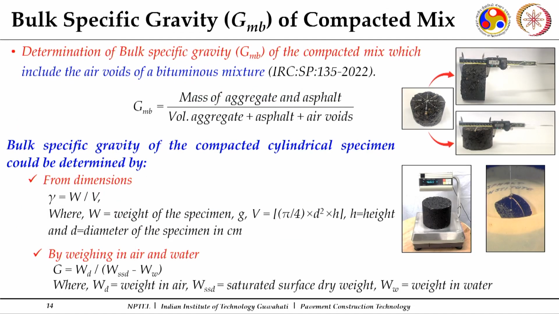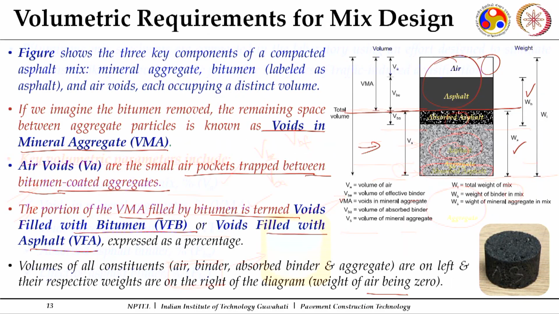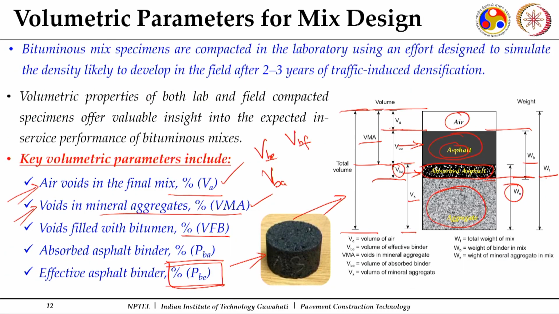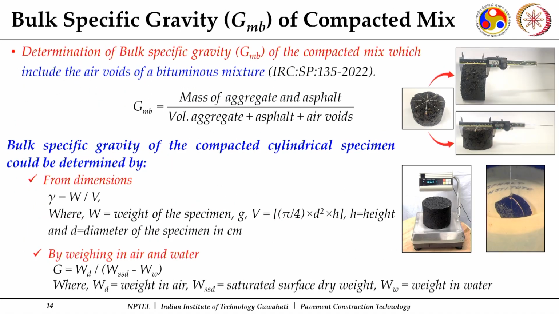Now, you have the compacted specimens. So, the density of those compacted specimens can be measured. While preparation, I knew how much amount of mix I prepared. So, when I prepared the mix, I used 1276.6 gram of mix. So, I know the mix weight. Now, here I need to determine the specific gravity of this particular one.